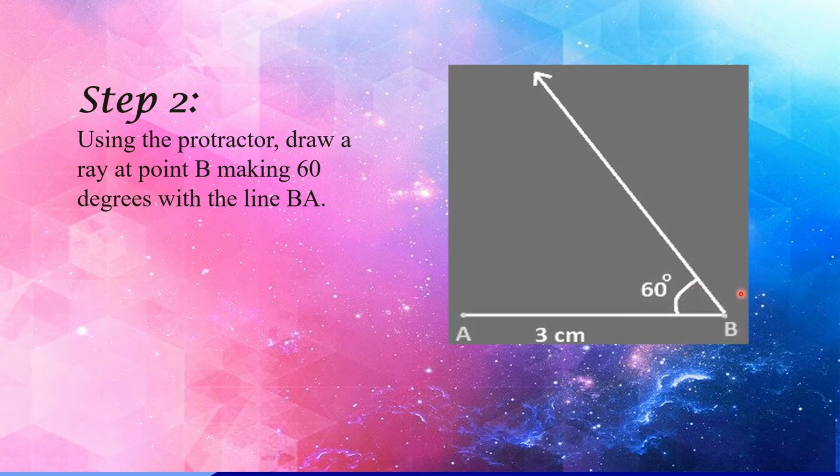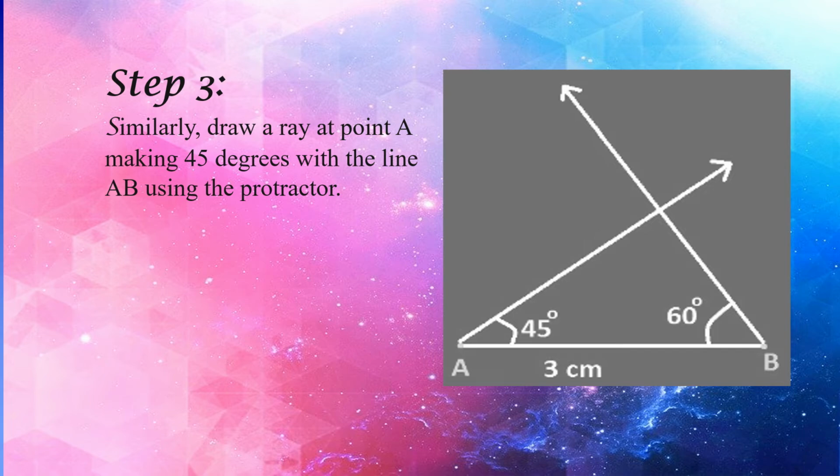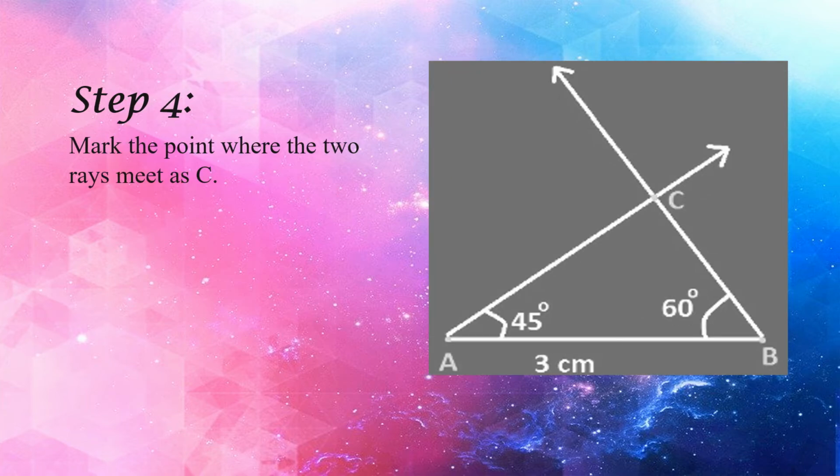So we're going to make this using the protractor with the 60 degrees measurement. Step 3. Similarly, draw a ray at point A making 45 degrees with the line AB using the protractor. Step 4. Mark the point where the two rays meet as C. Thus, we now obtain the triangle ABC with the required measurements.